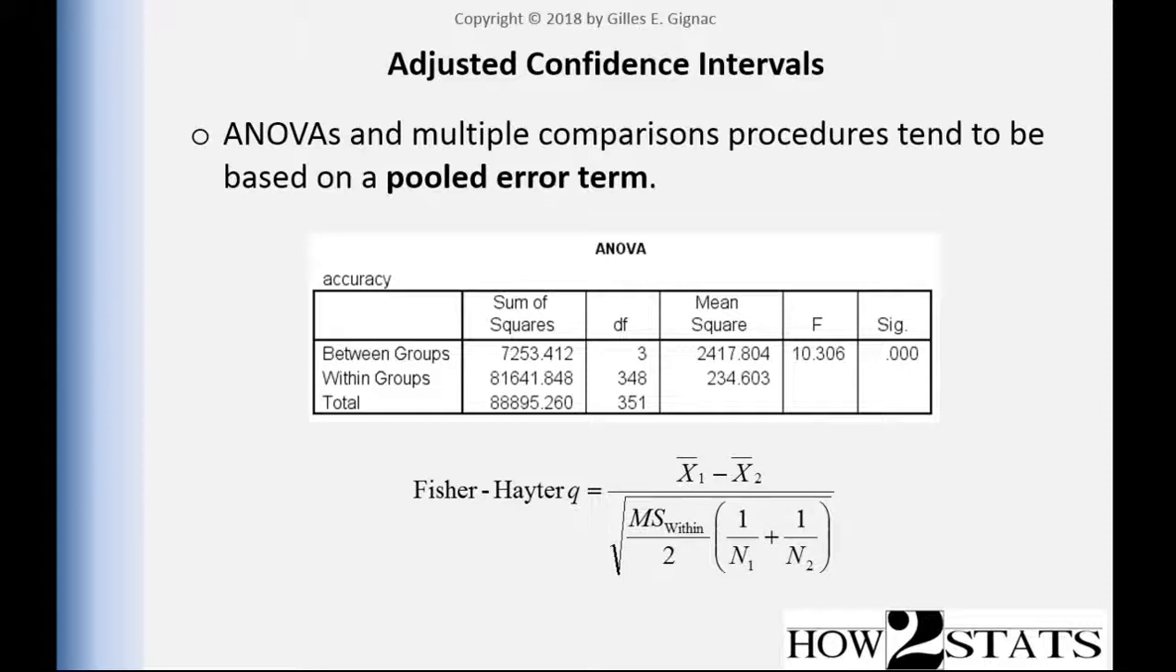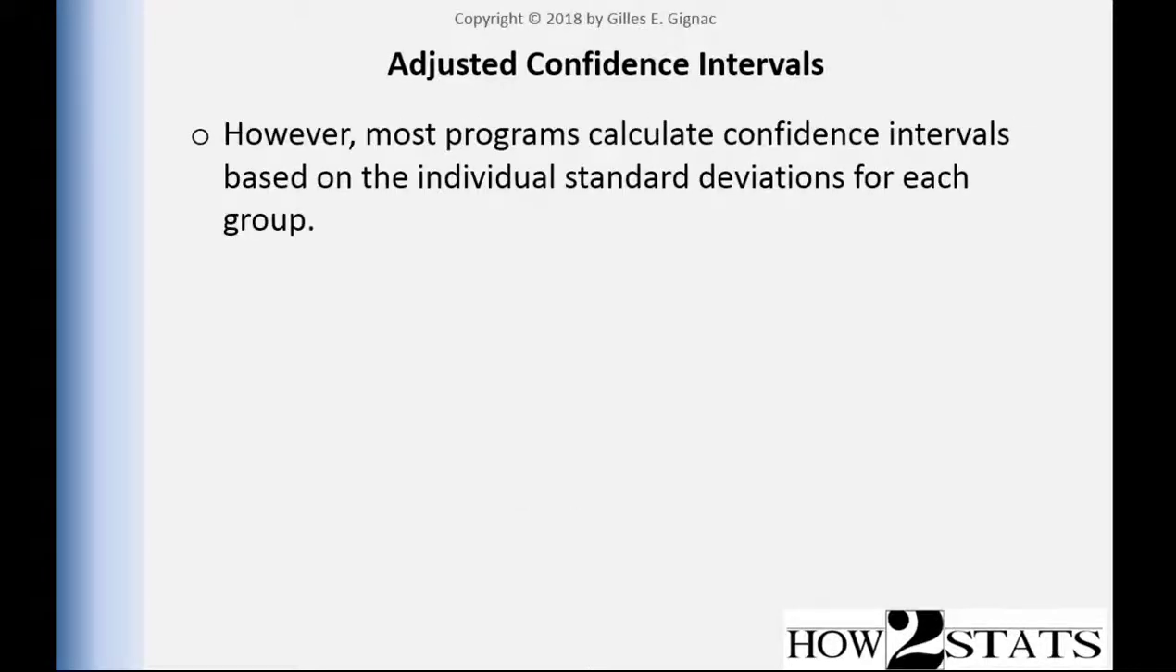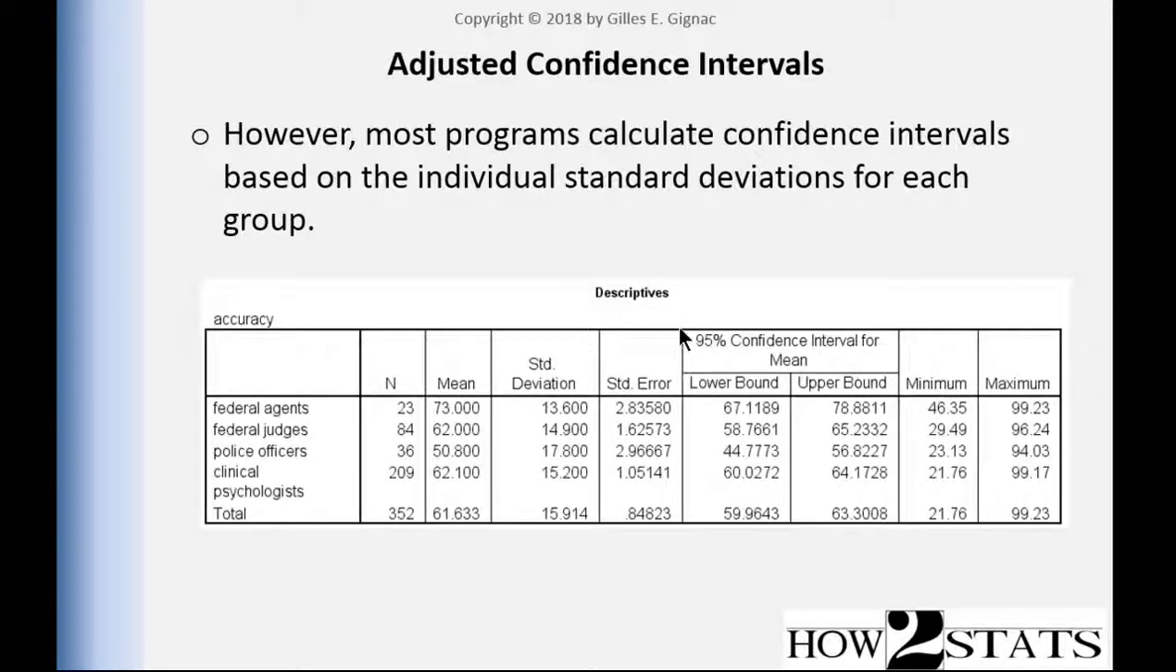So if these analyses and others are based on a pooled error term, arguably the confidence intervals that we include in a graph should be based on a pooled error term, because typically we report the result of an ANOVA and some multiple comparisons, and then we show a graph with the confidence intervals, and the confidence intervals tend to be based instead on individual standard deviations which are not pooled. These are not pooled error terms.